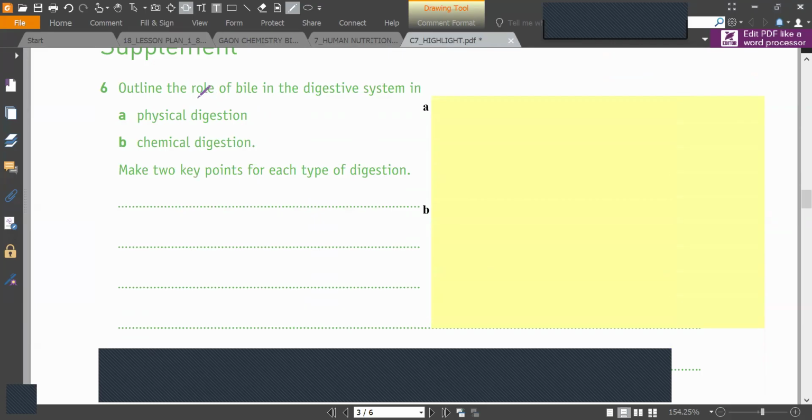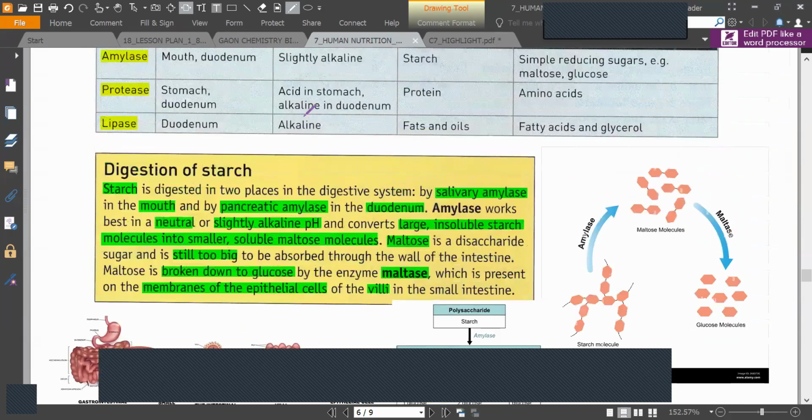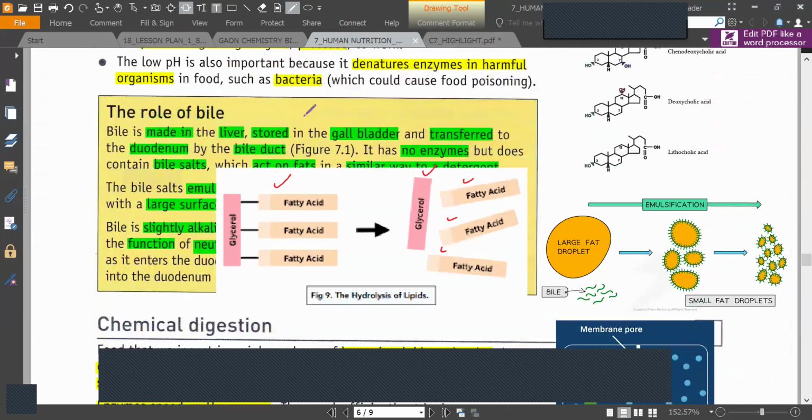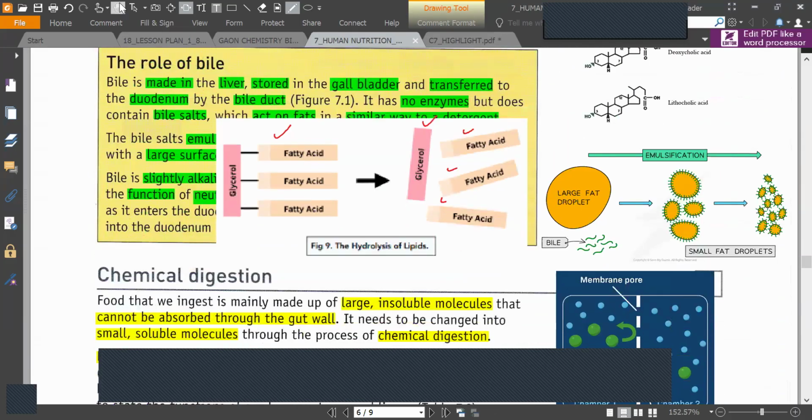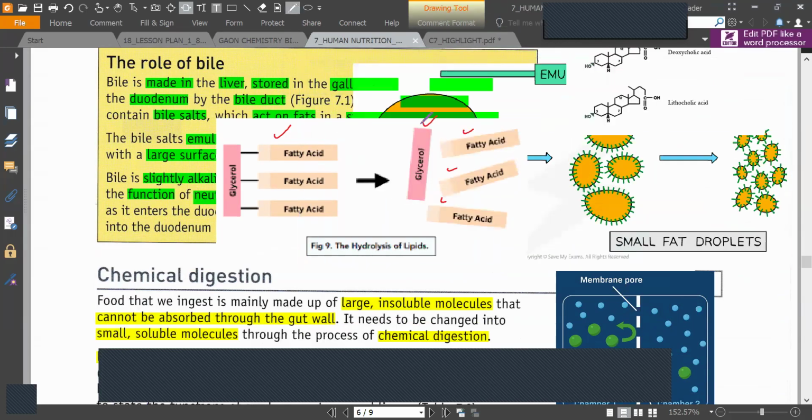Next question: outline the role of bile in the digestive system for physical digestion and chemical digestion. Make two key points for each type of digestion. So we know the function of the bile.